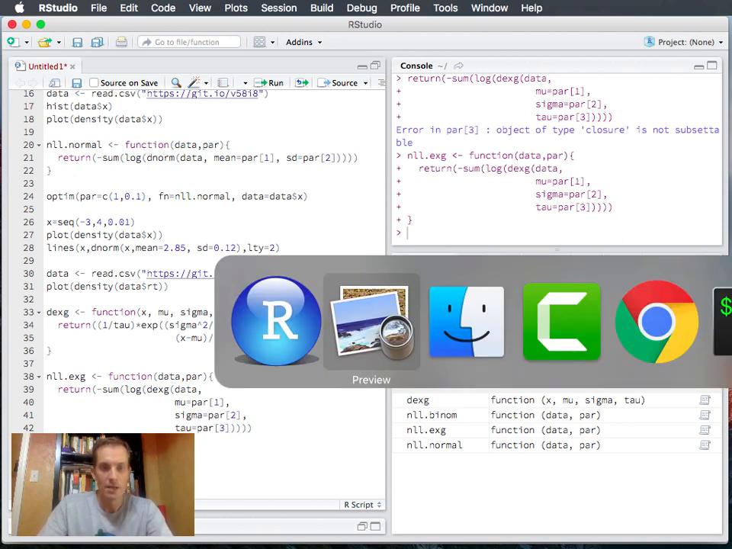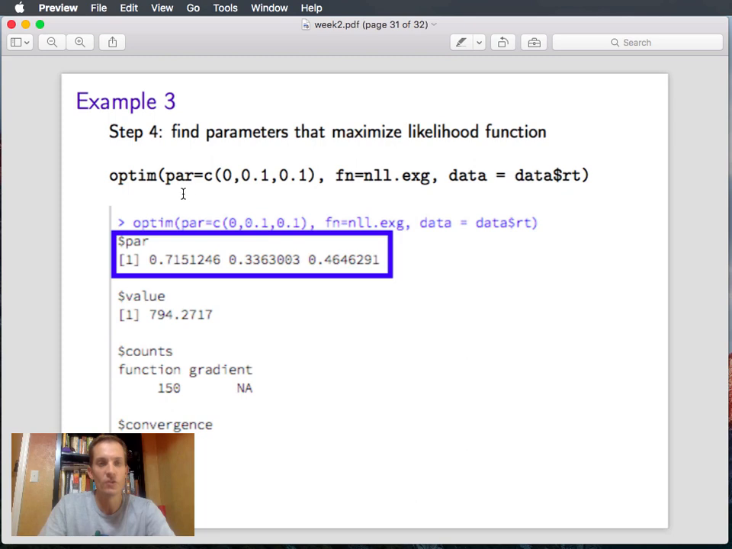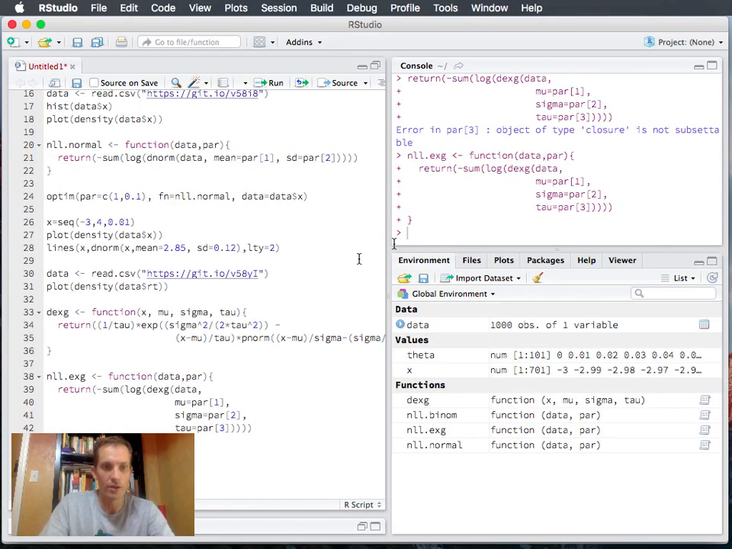Okay. Last step, step 4, is to find the parameters that maximize it. So we again use the optim function. And so just for quick, I'm going to copy that, put it over into RStudio. Notice this time the par, the PAR part, these are, again, the initial guesses. I'm guessing a mu of 0, a sigma of 0.1, and a tau of 0.1. The fn, the function that I'm minimizing, is nll.xg, and then the data is this data$RT.